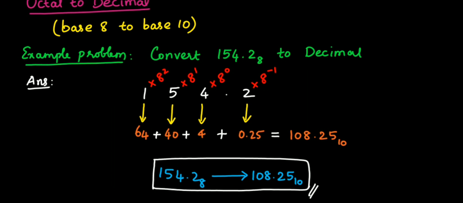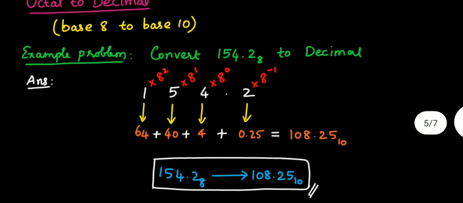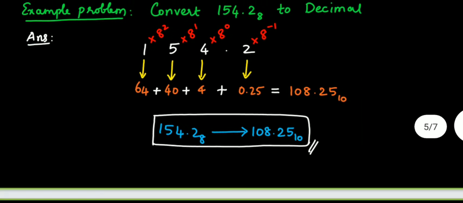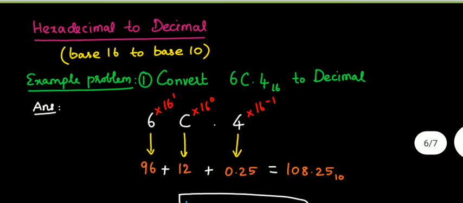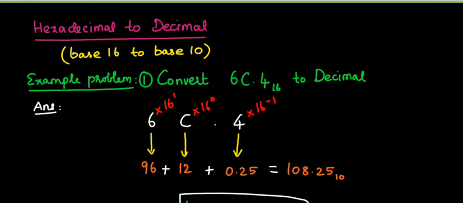What will you be getting? 64 plus 40 plus 4 plus 0.25. If you add all these values, you will get the decimal equivalent, that is 108.25 to the base 10. So we'll see the next one, hexadecimal to decimal, that is base 16 to base 10. We'll see an example problem.